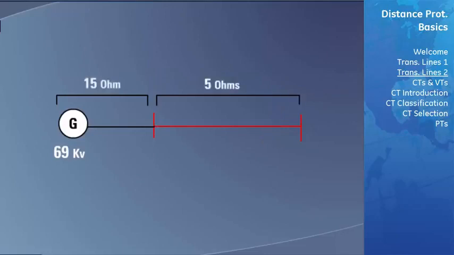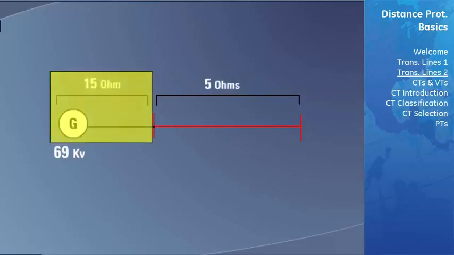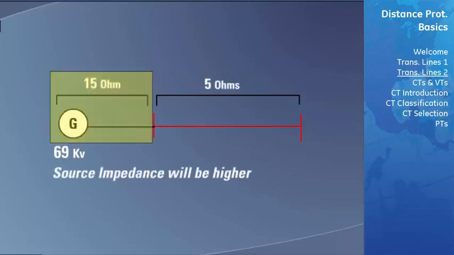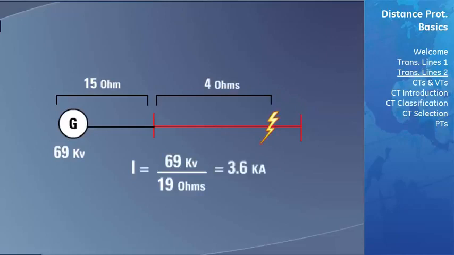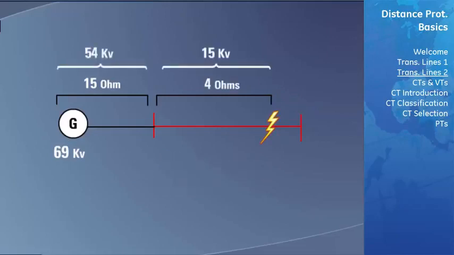If the system behind the transmission line has a weak source, the source impedance will be higher. In this configuration, if a fault occurs on the transmission line, the fault current will be lower in magnitude, and the line voltage at the location of the PTs will tend to drop.